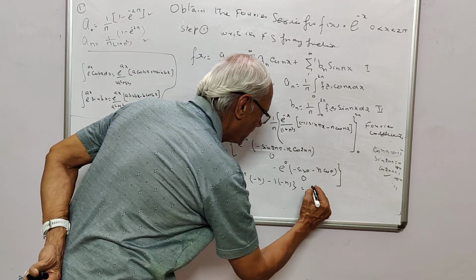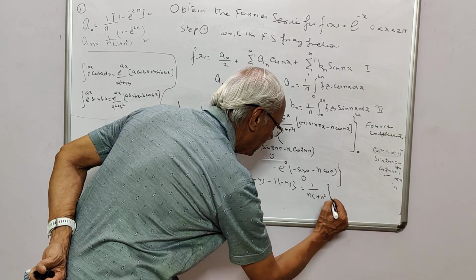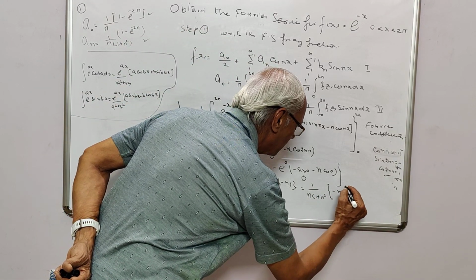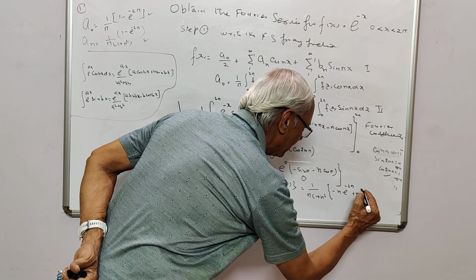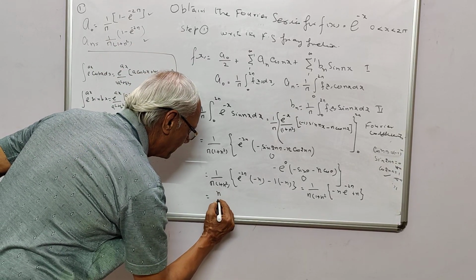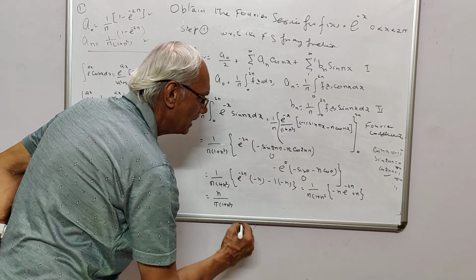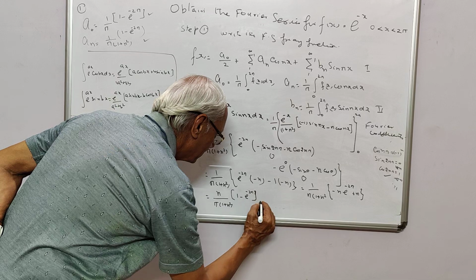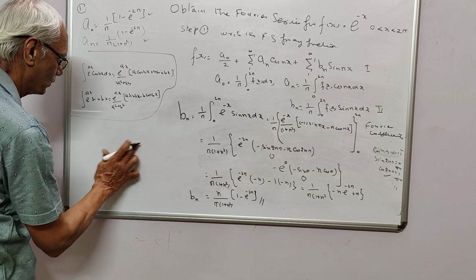So 1 by pi into 1 plus n squared, inside the bracket it is minus n into e to the power of minus 2 pi. Minus into minus will make it plus n. So you take that n outside, and it will give you the answer n divided by pi into 1 plus n squared, into within brackets 1 minus e to the power of minus 2 pi. So this is your Bn. So you see that I am able to get Bn also.